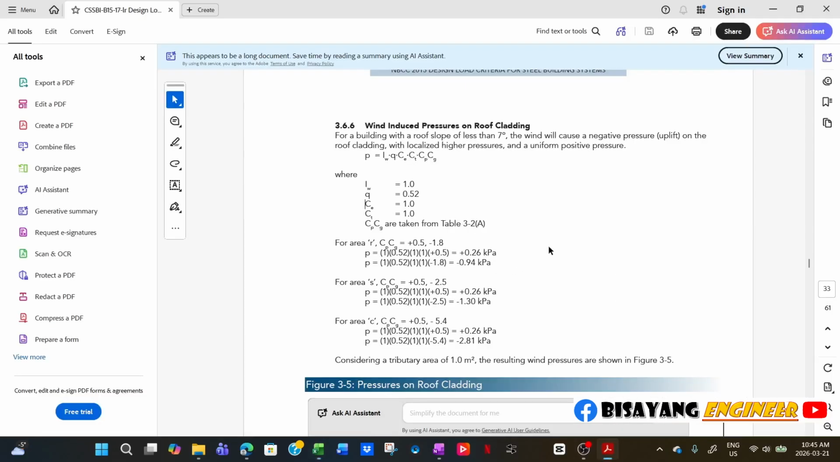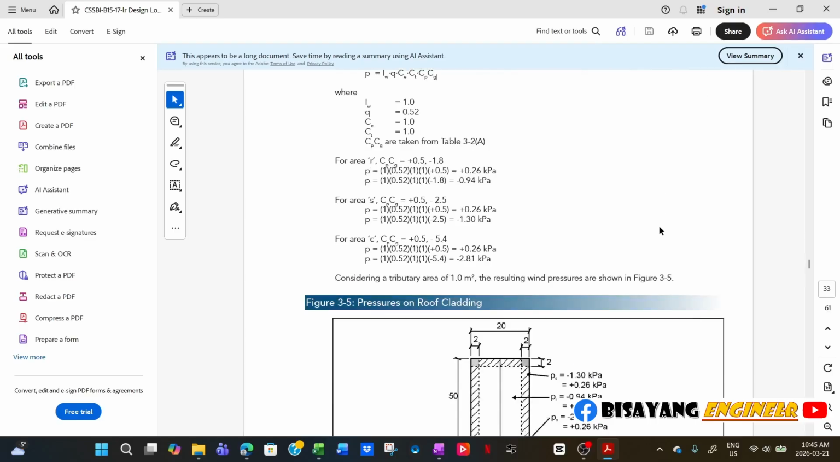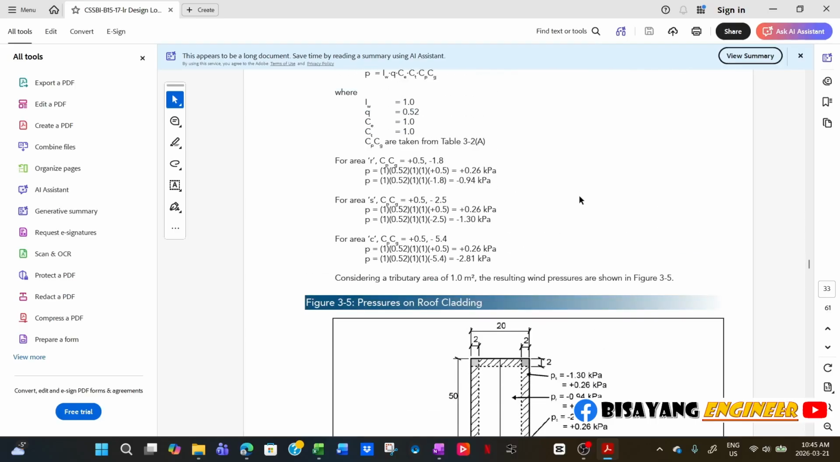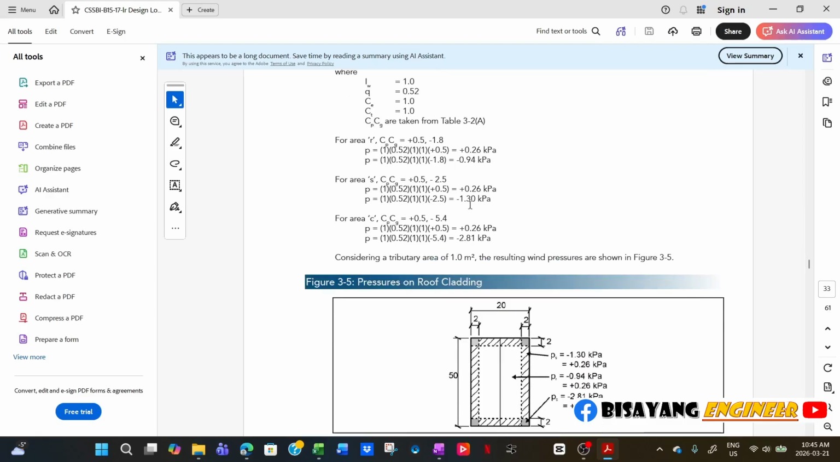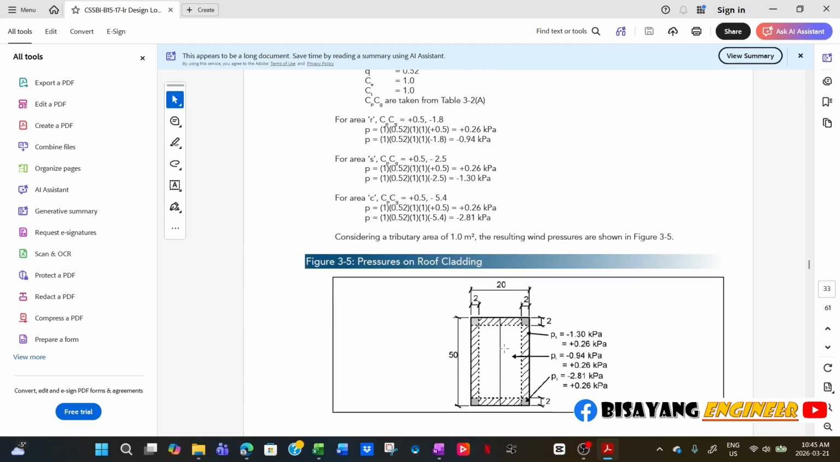Now, in the example, the calculation is the same. The change is just on the pressure coefficient, CPCG, and then you have different calculations here. So for example, for area R, where is R? 0.26 and 0.94. This one, the bigger area, that's R.